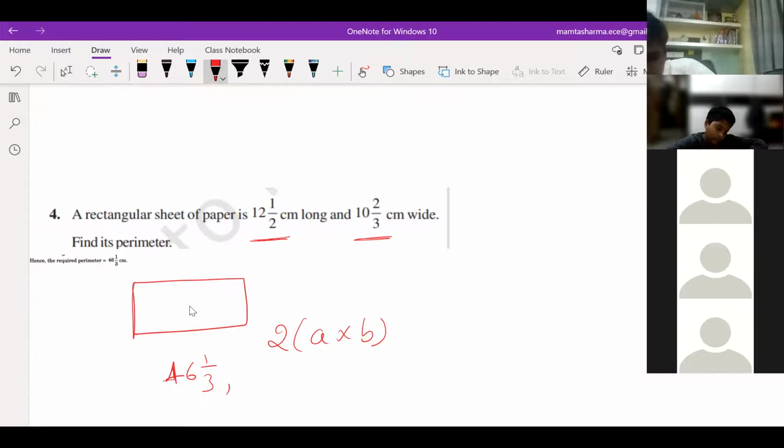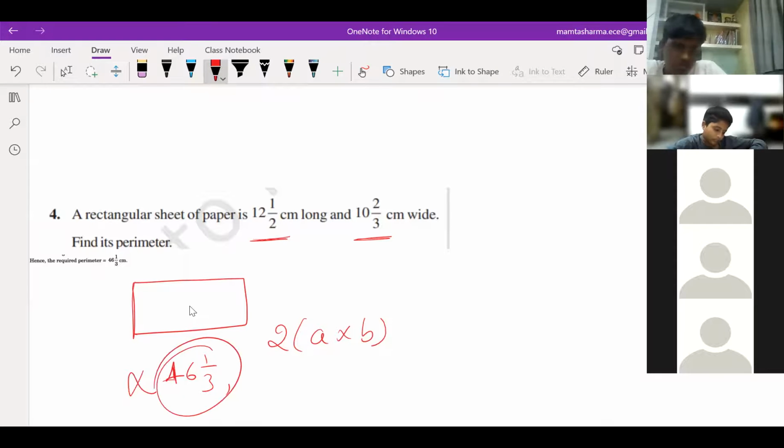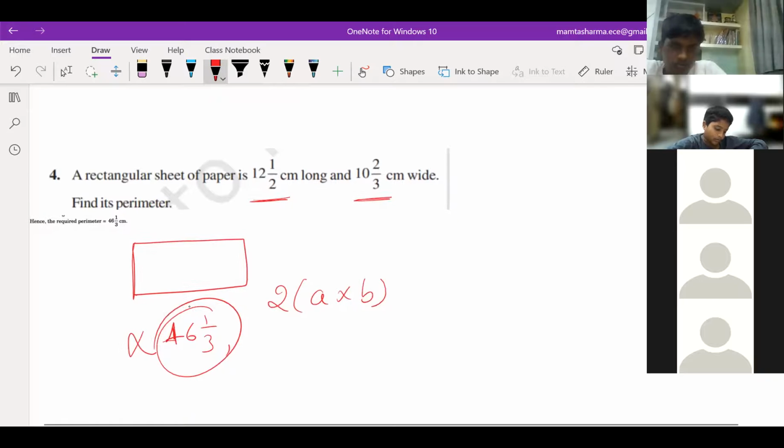Now what will I do, students? Ma'am, it's not 46 1 by 3. This is wrong, check it. Ma'am, it is 41 centimeters. No, no, it is wrong. Check it. 41 centimeters, ma'am.